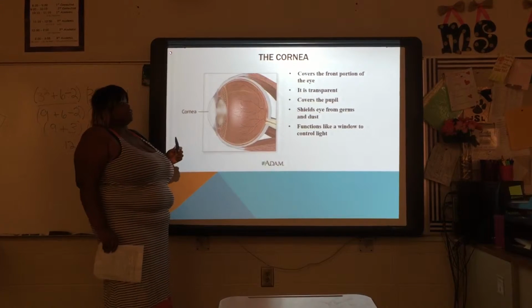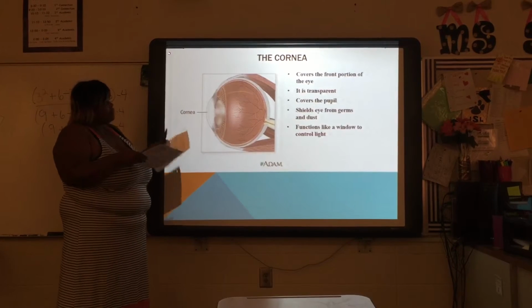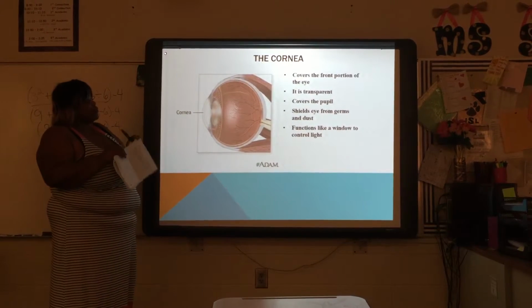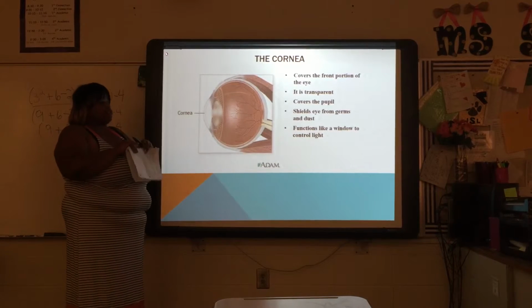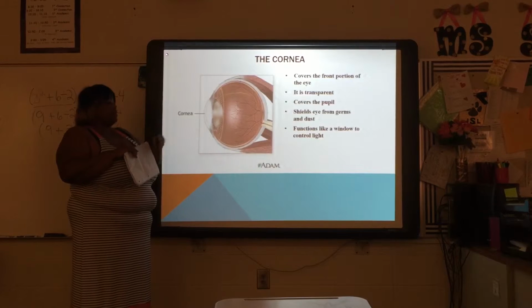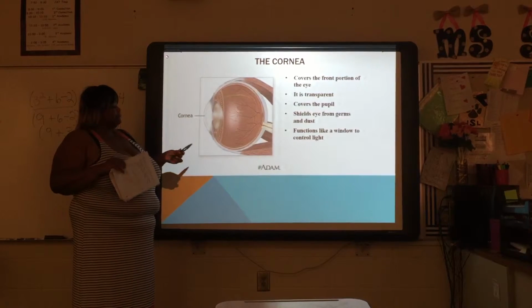The cornea covers the front portion of the eye. It is transparent. It covers the pupil, and it shields the eye from germs and dust, and it functions like a window to control the amount of light that's coming in and out.